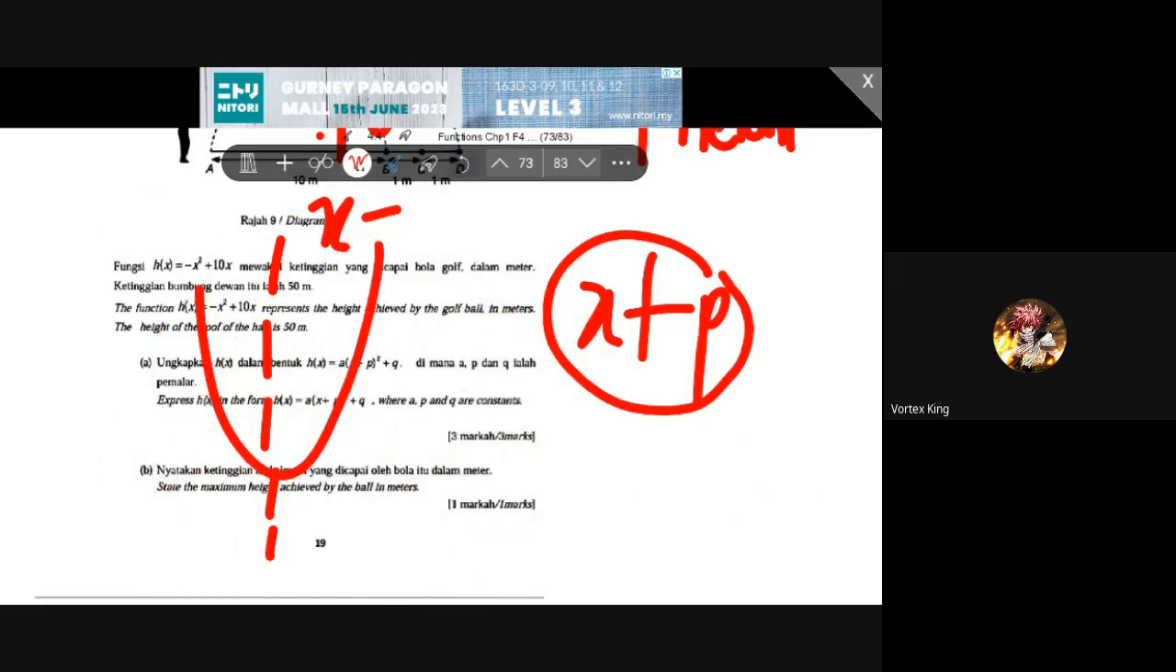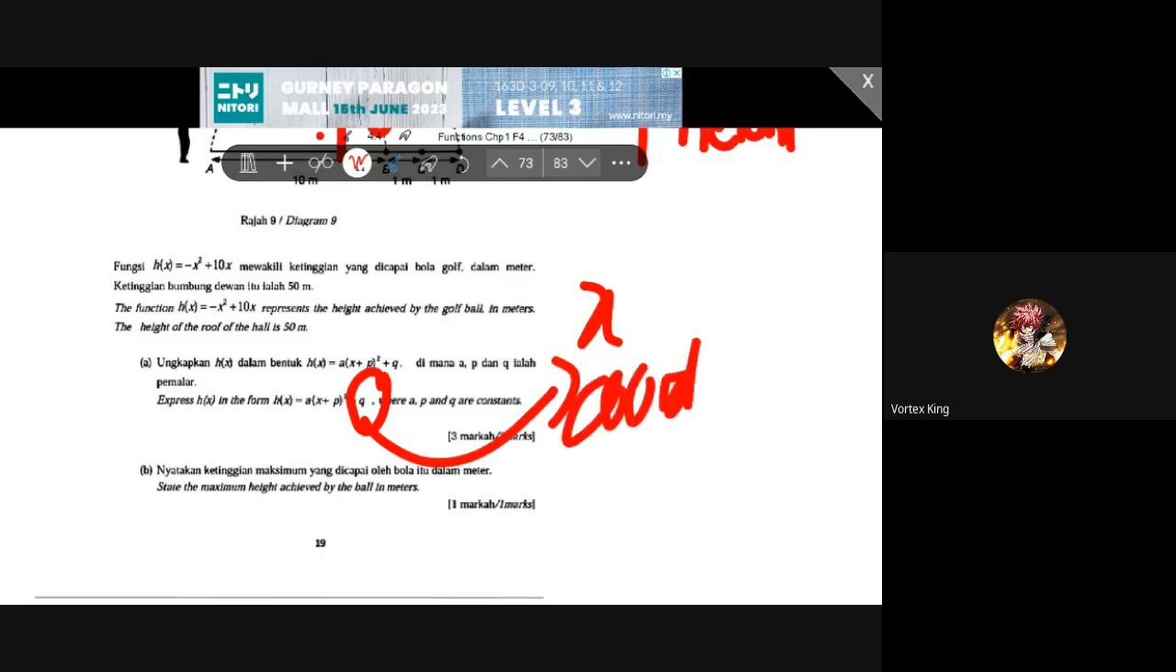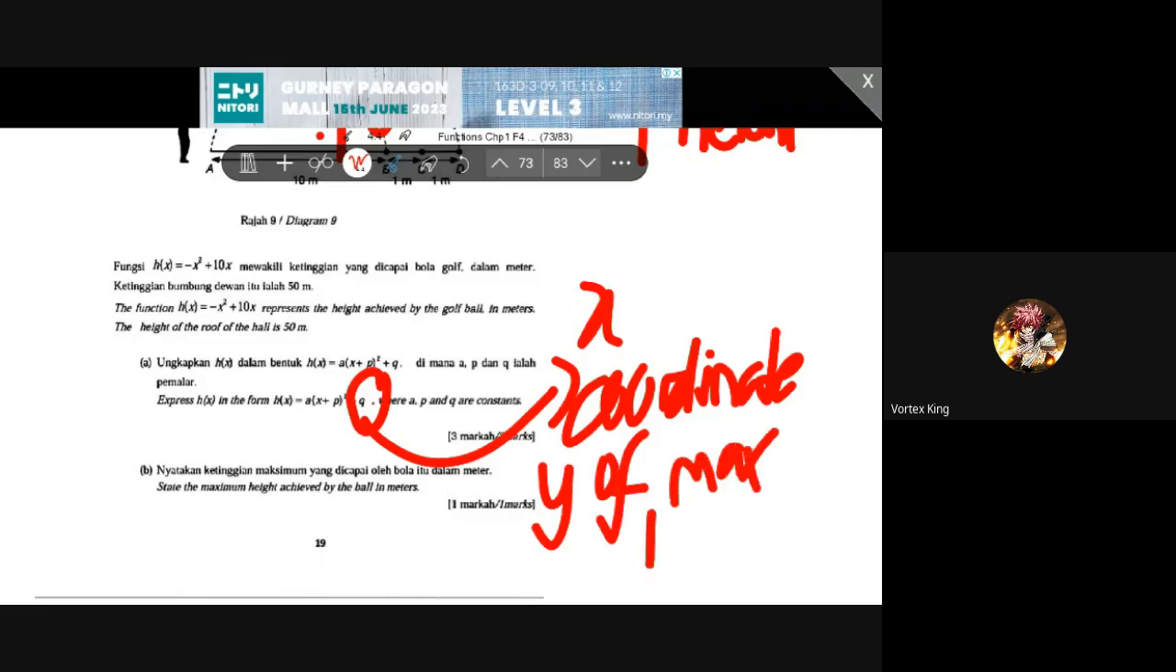Okay, so wait. Now nilai Q. What does nilai Q represent? Apa diwakili oleh nilai Q? Dalam bentuk vertex. Coordinate y. Very good, Aife. Coordinate y of the maximum point. Maksudnya titik maksimum tu koordinat y dia diwakili oleh Q.